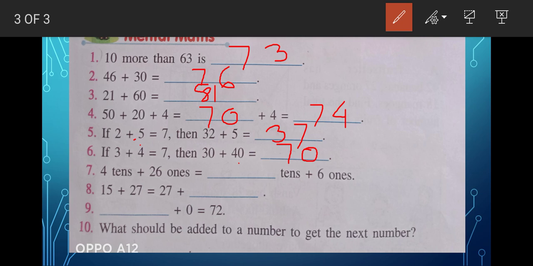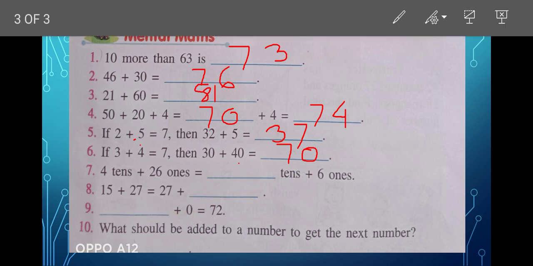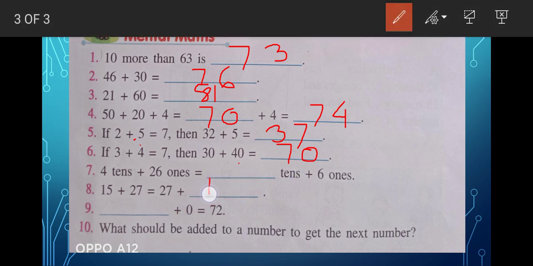Okay. Now here you see 15 plus 27 is equal to 27 plus what it should be? It is very easy. It will be 15. That means even if the order changes, the sum remains the same. So with 0 plus 72, that means definitely 72 plus 0, isn't it?